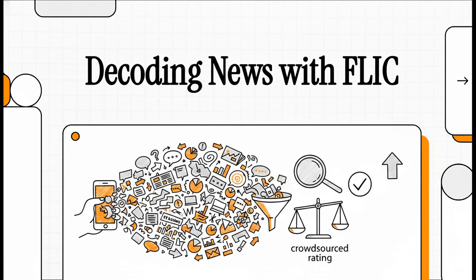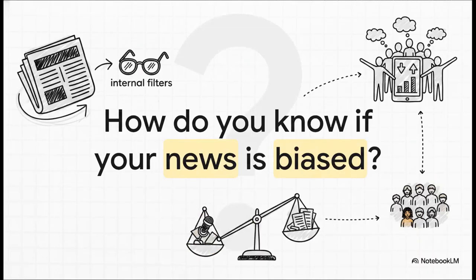But today, we're taking a look at a platform that takes a radically different approach to this exact challenge. Which brings us to the big central question for today's explainer. How do you know if your news is biased? It's a pretty provocative question, isn't it? We all have our own internal filters, sure. But when you're just staring at a headline, how can you objectively measure its slant? Well, today we're taking a guided tour through a platform designed specifically to answer that question, and it does so by relying entirely on the wisdom of the crowd.